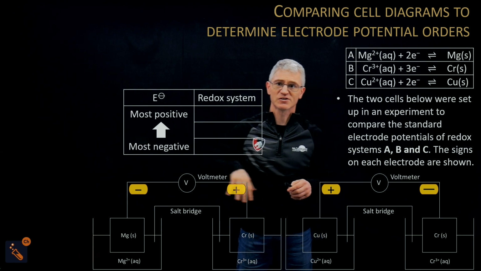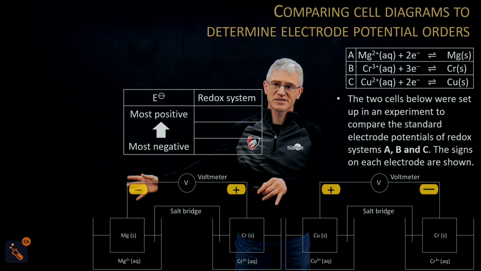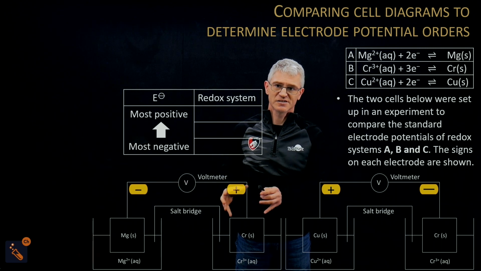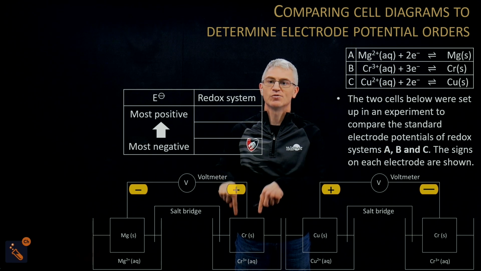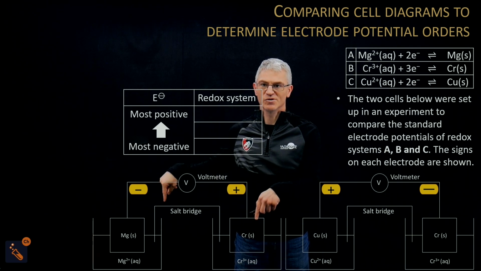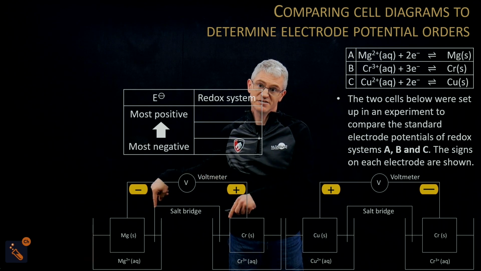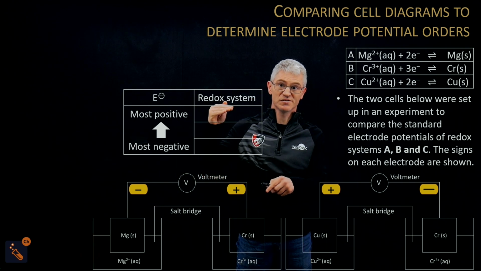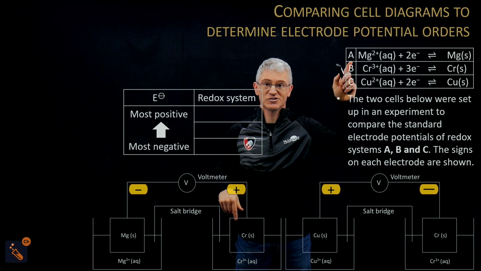So we're looking up at here and we've got to do some comparison. So first of all, let's have a look at the one on the left. This is losing electrons. This is gaining electrons. That means that this electrode potential is more positive than that one. So that means Cr is larger than Mg. So it's more positive. So that means B is larger than A. Okay? So B is larger than A.